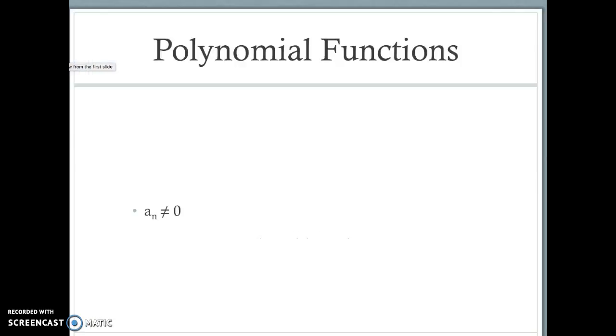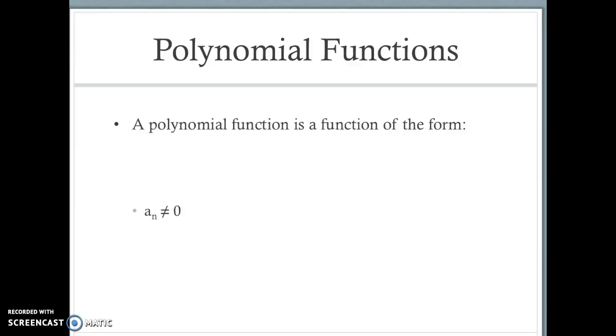Polynomial functions. A polynomial function is a function of the form f(x) = a_n x^n + a_(n-1) x^(n-1) + a_(n-2) x^(n-2) + ... + a_2 x^2 + a_1 x + a_0, and you can go on with that.